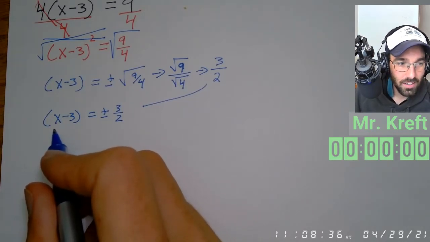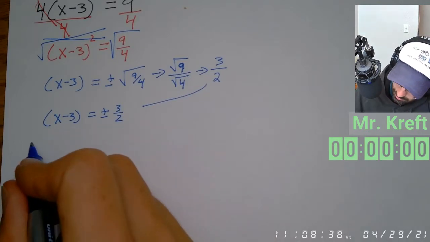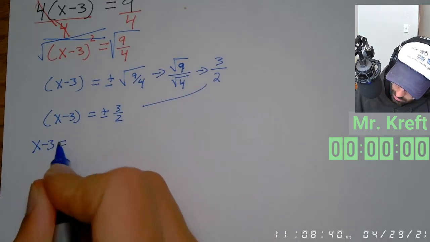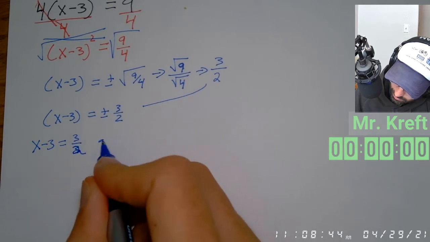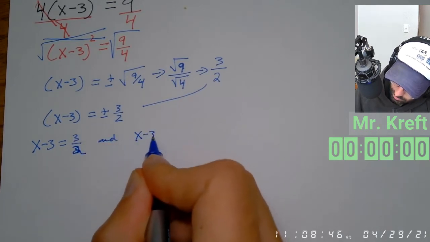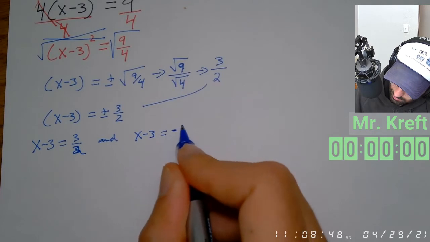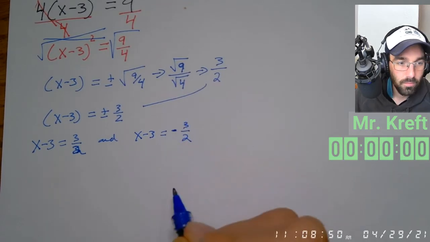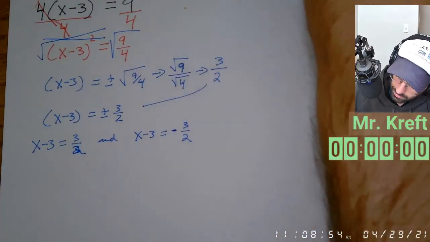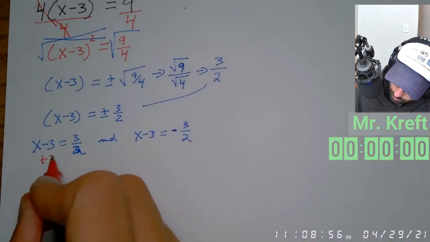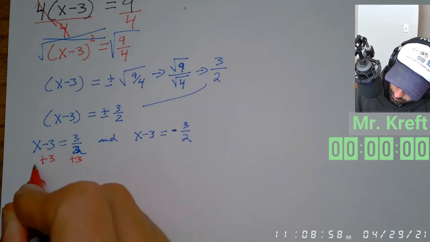All right, so here I'm going to have 2 equations then. I'm going to have x minus 3 equals positive 3/2, and we're going to have x minus 3 equals negative 3/2. To solve these again, I'm going to add 3 to both sides.